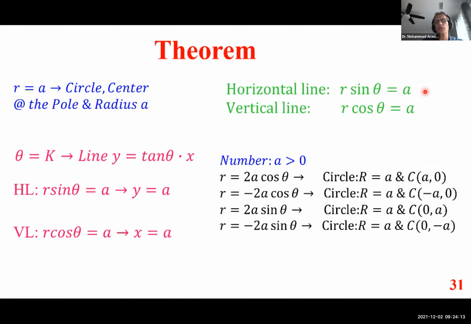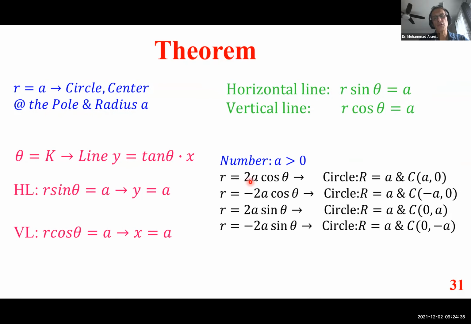That means y equals A. If r cosine theta is A, that's a vertical line, x equals A. Theta equals a number, a constant. This is the line y equals tan theta times x. We did a simple example like that. So this is a horizontal line, this is a vertical line, and the following.